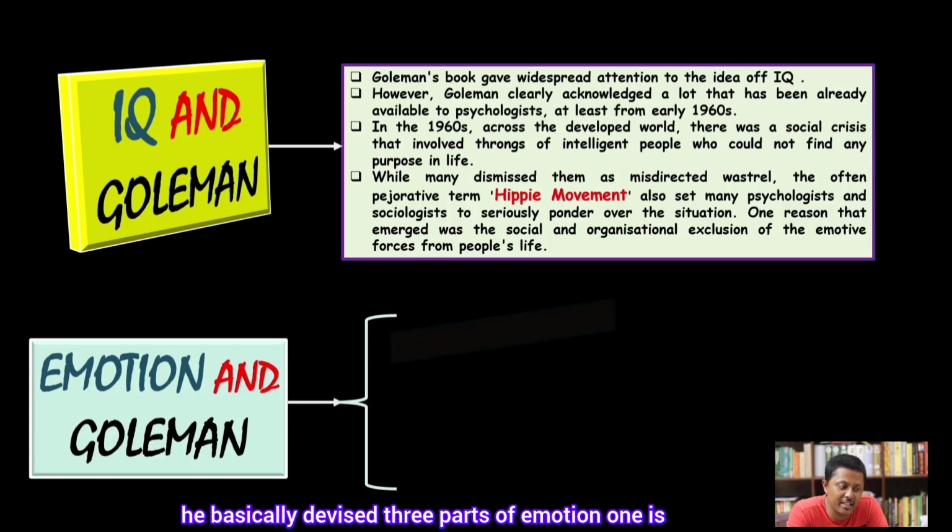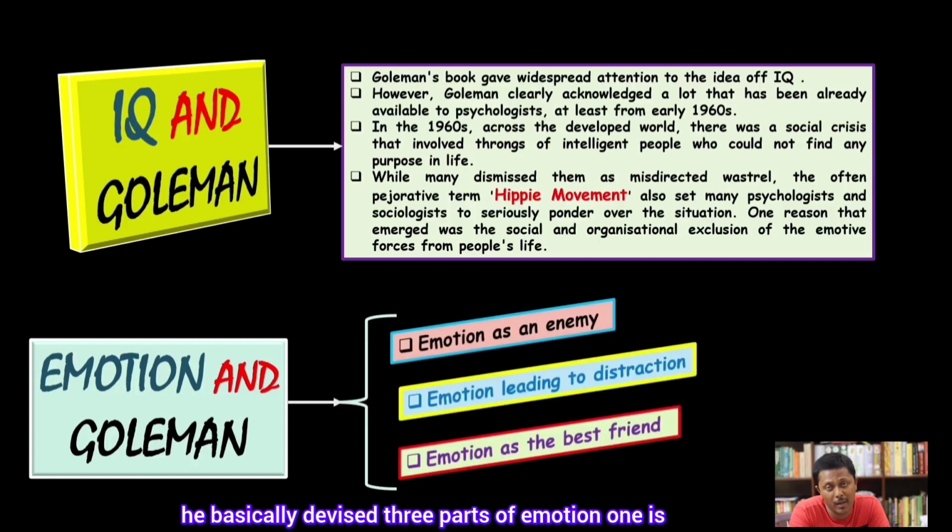He basically divides emotion into three parts. One is emotion as an enemy, another is emotion leading to distraction, and another is emotion as the best friend. So, three different sections, but you need to understand them in order to understand Goldman's model. So here, Goldman and emotion. The first one is emotion as an enemy. Emotion as an enemy and distraction, two points merged into one.